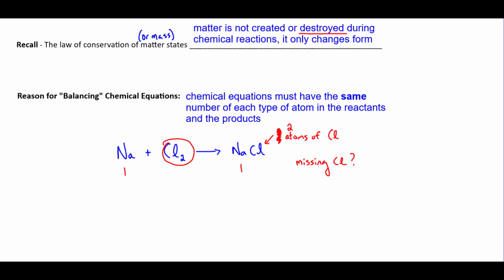And that reason is we have to have the same number of each type of atom in the reactants and the products. This word reactant, I think you've learned it in a previous class, probably physical science, but that's the scientific word for the ingredients that go into a reaction. So pause the video, get this into your notes, and then let's move on.